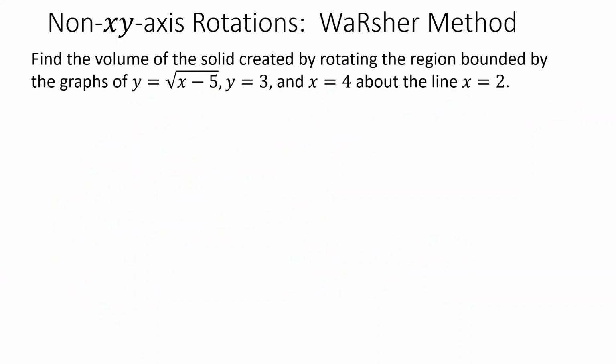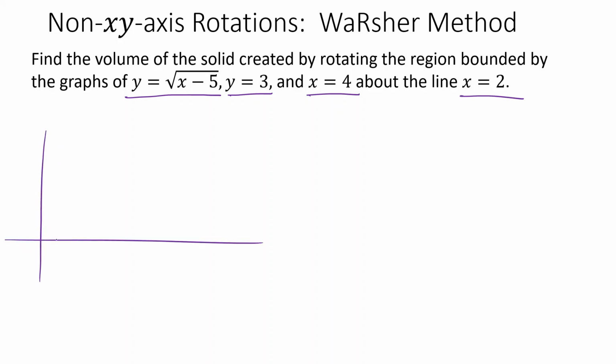Find the volume of the solid created by rotating the region bounded by the graphs y equals the square root of x minus 5, y equals 3, x equals 4, and x equals 2. So let's try and draw this. The square root of x minus 5, so if I plug in 5, I get 0, and then it looks like the square root of x graph, which kind of goes up like that. The line y equals 3, so maybe that's here.